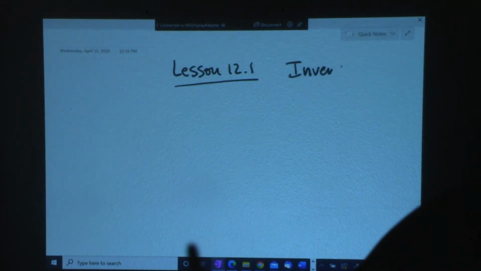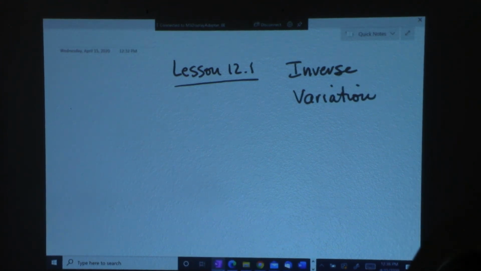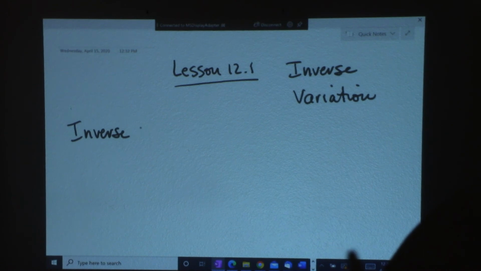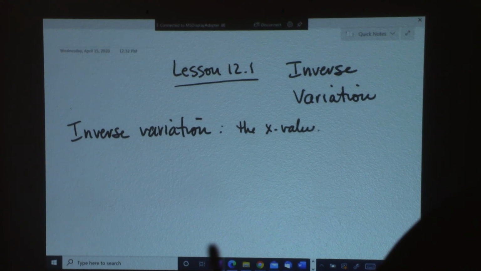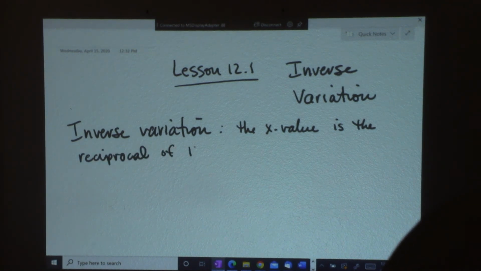All right, this is Lesson 12.1, and it's about inverse variation. You can see there's a blank that says inverse variation, and I want you to fill in the blank: the x value is the reciprocal of the y value.